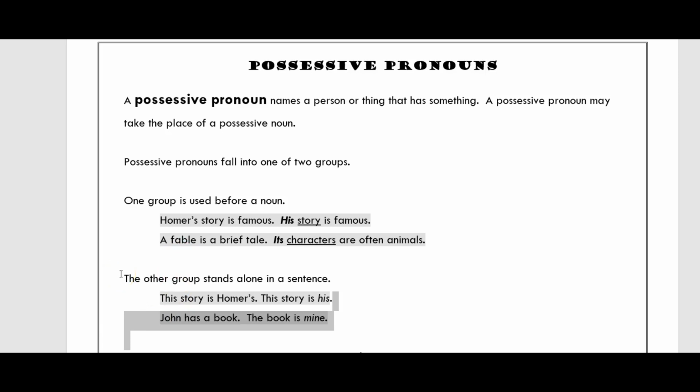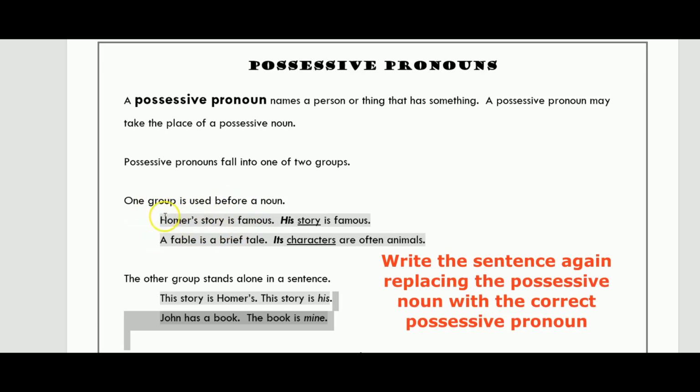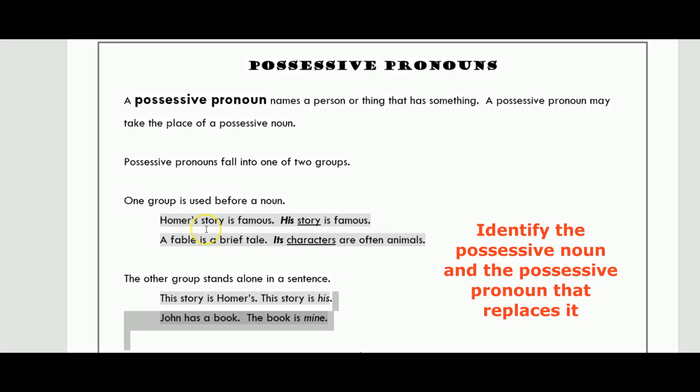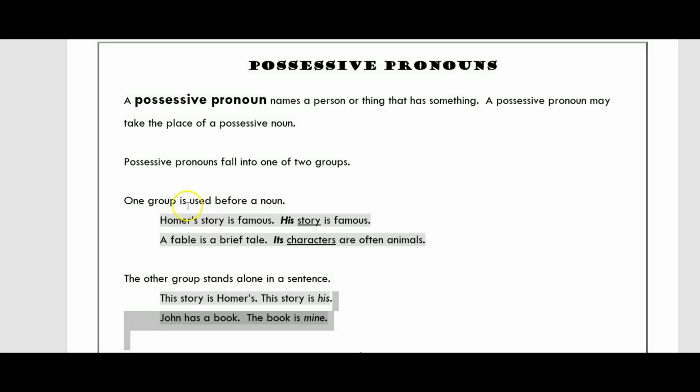For your assignment, you're going to write one sentence with a possessive noun in it, like this one. Homer's story is famous, okay? And then in the second sentence, you're going to replace this with the correct possessive pronoun. His story is famous, right? Proof's bowl is in the kitchen, right? So I would replace that with her bowl is in the kitchen, okay? So it's the same sentence, but you're replacing the possessive noun with the possessive pronoun. And identify them both, please. So if you could underline or bold the possessive noun and then the pronoun that replaces it in the second sentence.